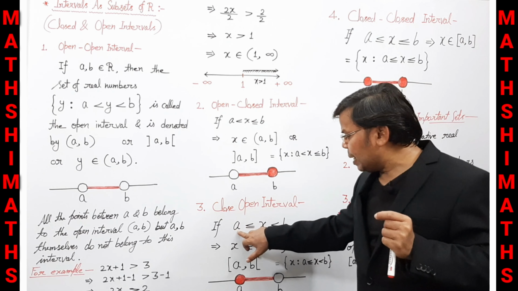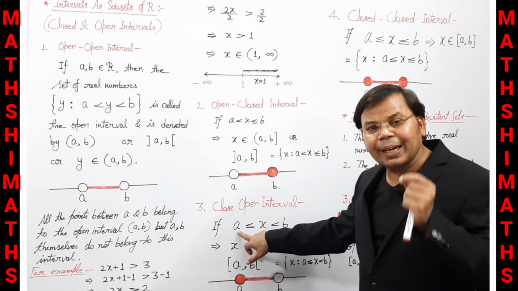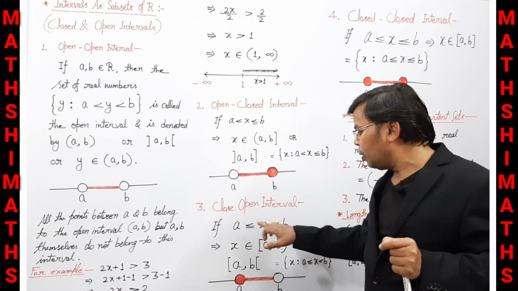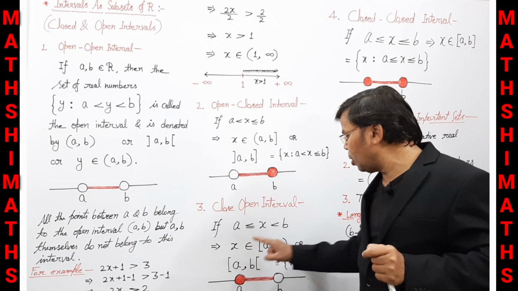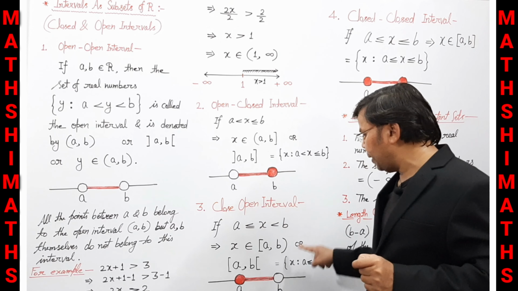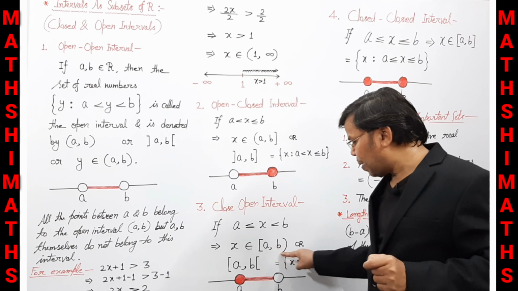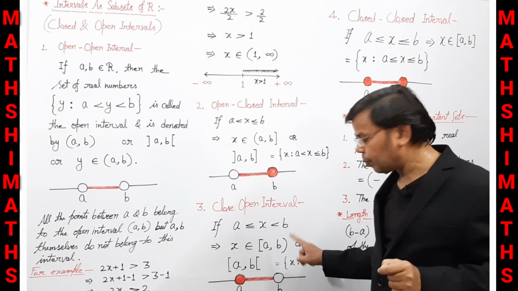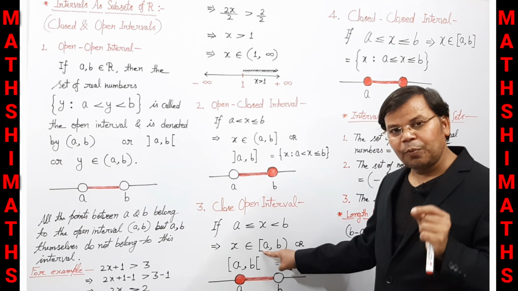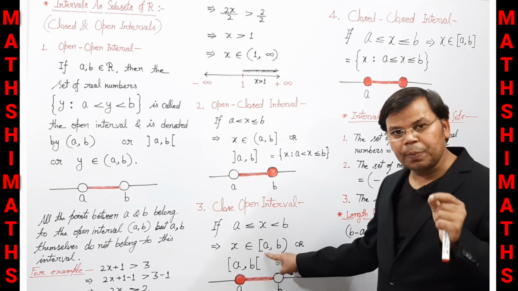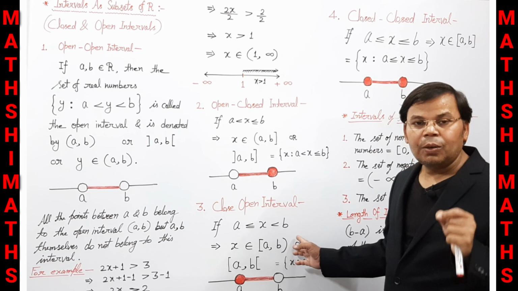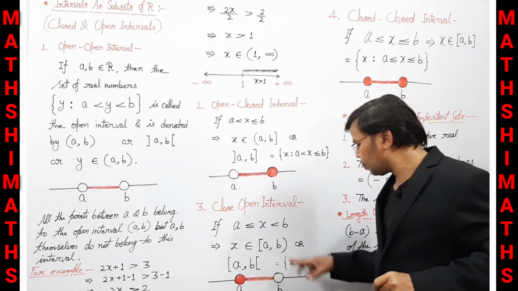X is greater than or equal to A but less than B implies that x belongs to the closed-open interval, and this closed-open interval will be represented by this symbol. Here, at the left-hand side we use the sign of a big bracket, and at the right-hand side we use the sign of a small bracket.